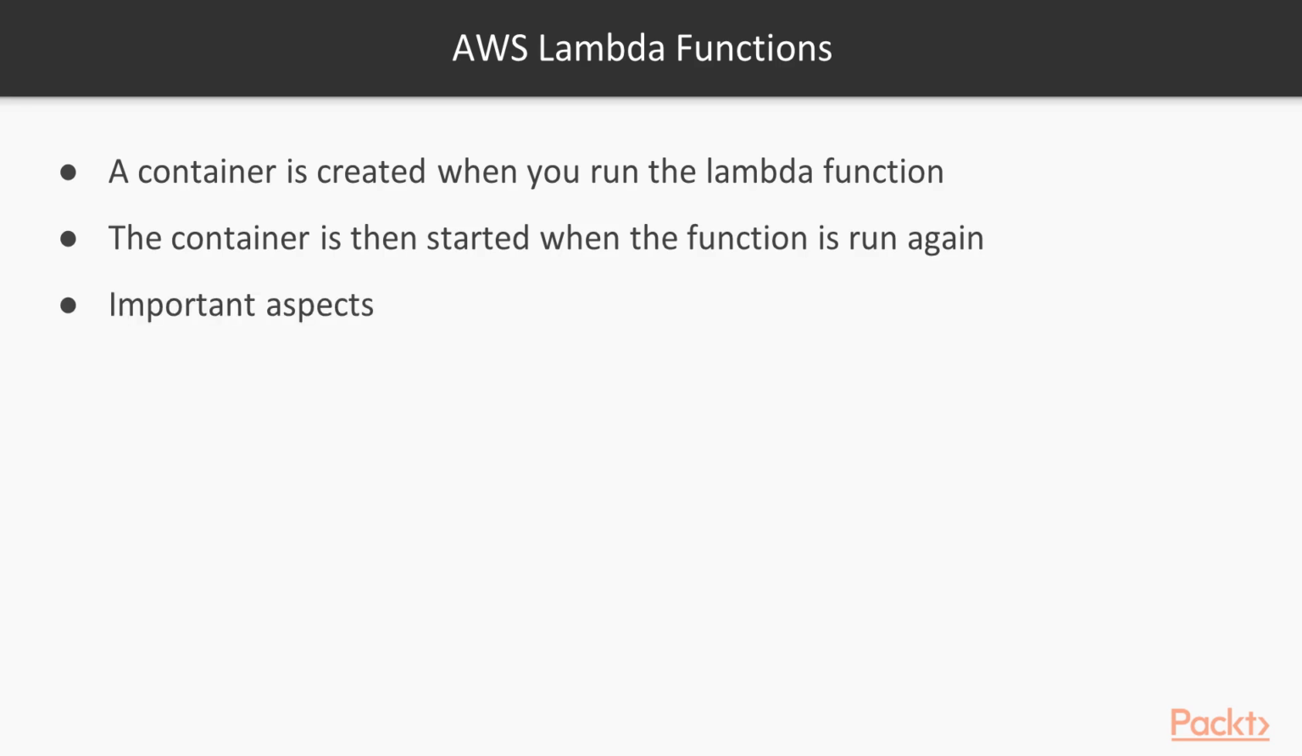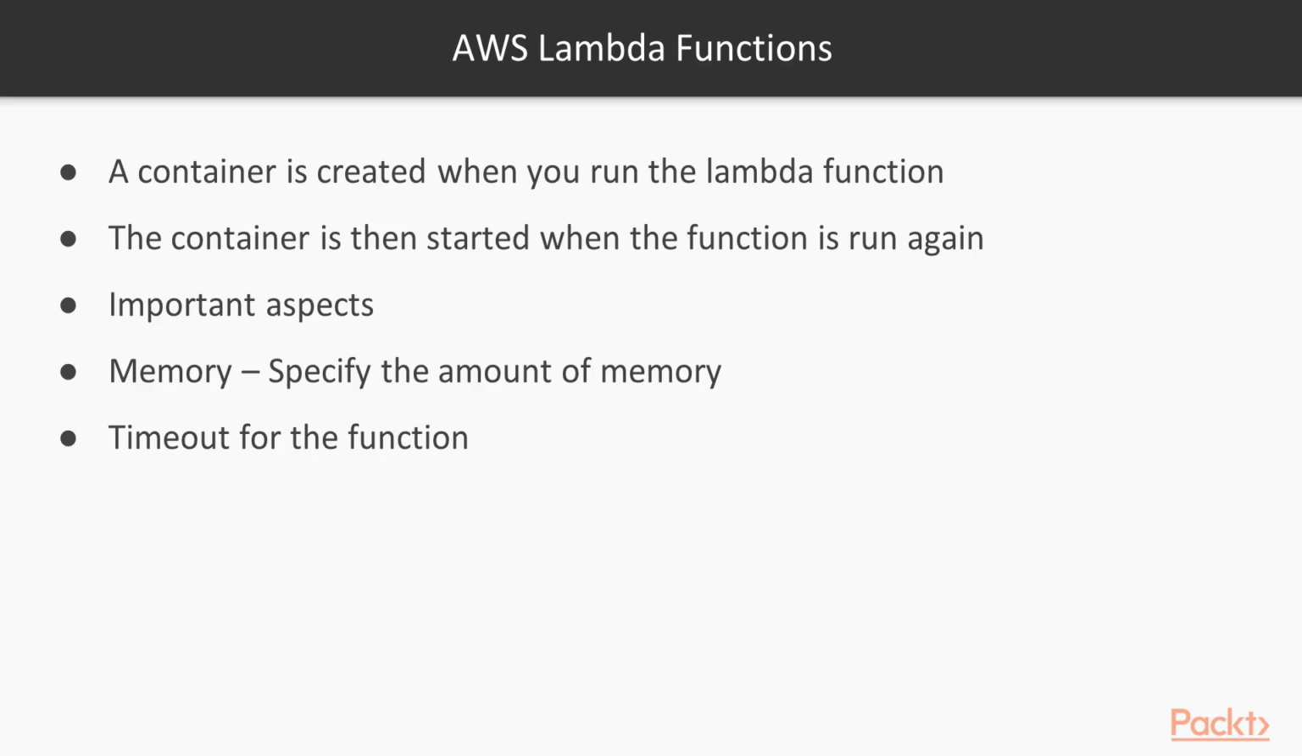Now some important aspects which you should consider when running Lambda functions. The first thing is that you have to specify the amount of memory that should be allocated to your function and also the timeout for the function. Now when it comes to the amount of CPU, that will be allocated by the Lambda service itself. You don't have to worry about the CPU. All you have to worry about is the amount of memory and the timeout that you specify for the Lambda function.